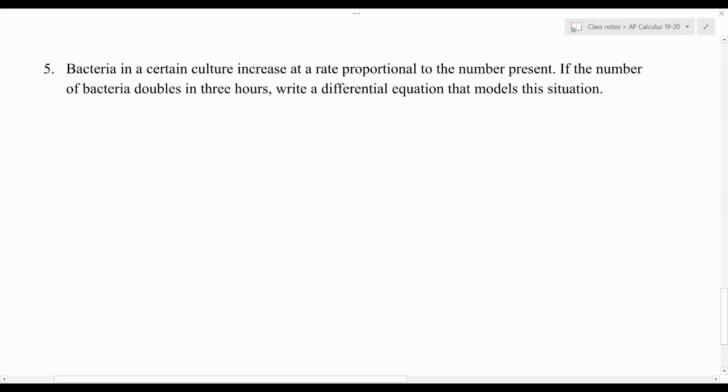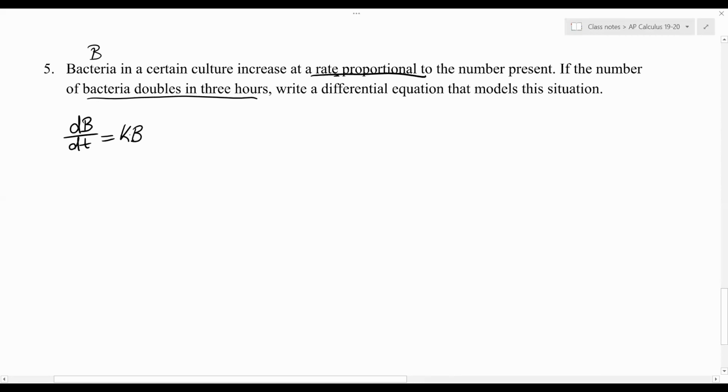Let's try one more example. Bacteria in a certain culture increases at a rate proportional to the number present. If the number of bacteria doubles in 3 hours, write a differential equation that models this situation. So the bacteria, I'm going to call that B, increases at a rate proportional. So dB/dt equals some constant proportional to the number present. So that's B. So now we need to find this k value.